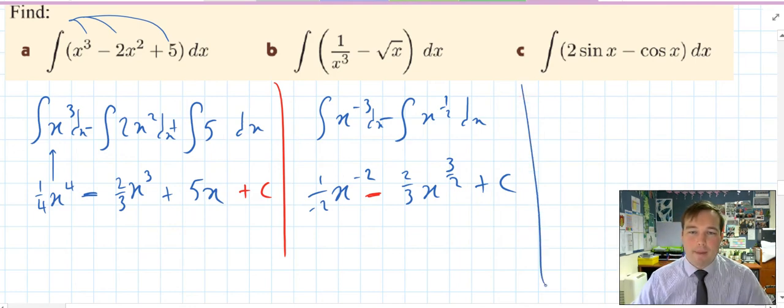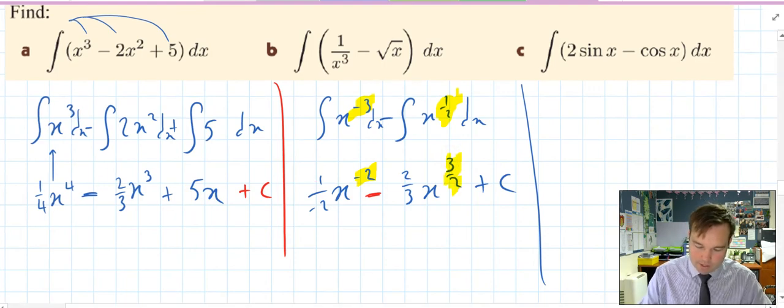You're always thinking backwards, so the powers must always be going up. Note here that from minus 3 to minus 2, that's an up. From a half to 3 on 2, that's an up. And then dealing with the constants at the front.